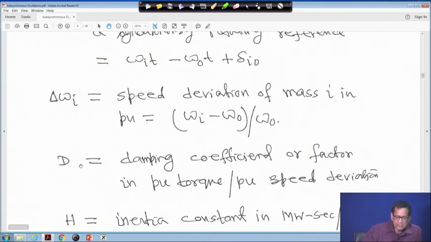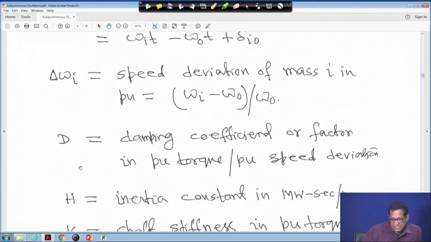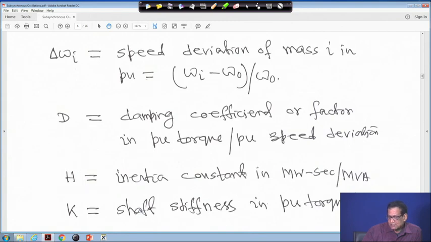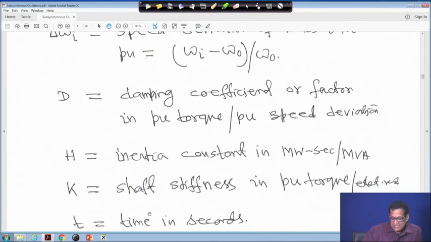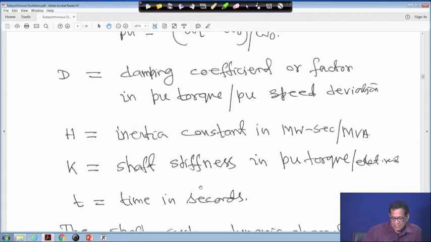speed deviation. We have also seen that D is the damping coefficient, and H is the inertia constant in megawatt second per MVA, that means H in seconds. Megawatt by MVA is dimensionless, it is seconds, but we write megawatt second per MVA. And K is the shaft stiffness in per unit torque per electrical radian, and t is time in seconds.